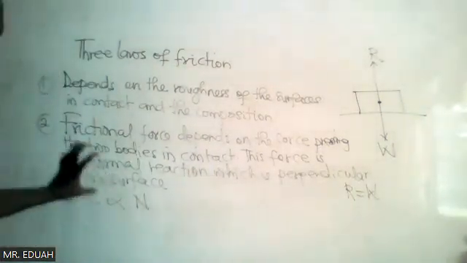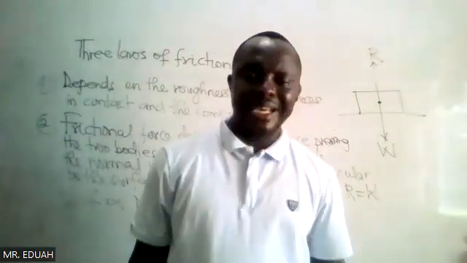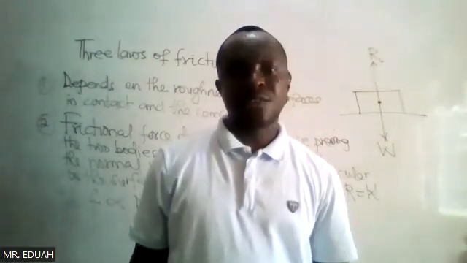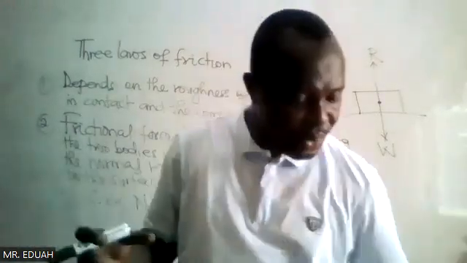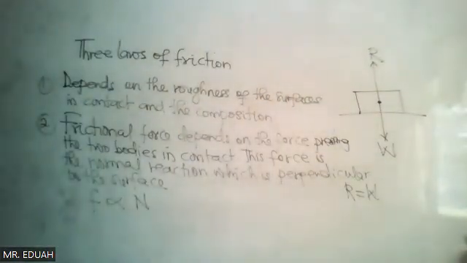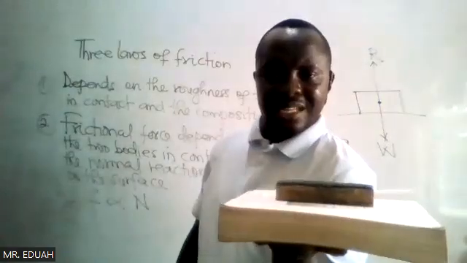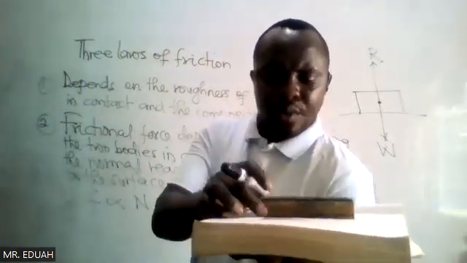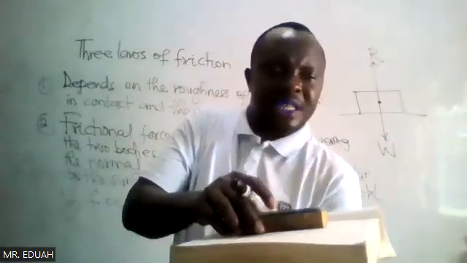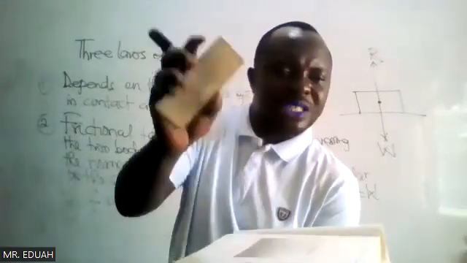Okay. The last one is that frictional force does not depend on the cross-sectional area of the body. And this is what I mean. Let's assume we have this surface and the duster tries to slide or move. The extent of friction existing between the book and the duster does not depend on the cross-sectional area of the duster.